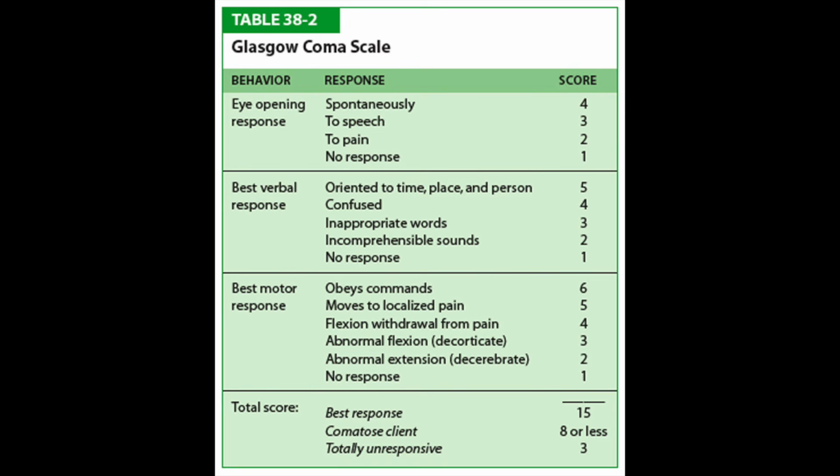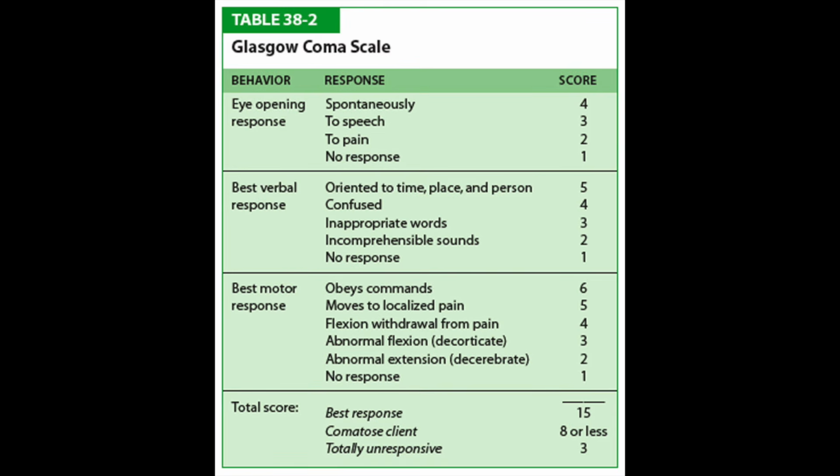For best motor, the patient has to obey a command. And it can be something as simple as asking them to raise their arm so you can take their blood pressure. If they're able to obey a command, they get a score of 6. If they don't obey a command, then you have to go straight to pain.